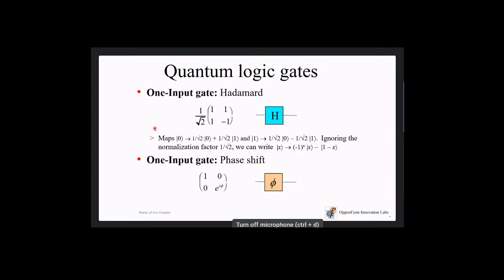I'll not go into the details of other gates, but they're very similar to the NOT gate example that we saw. It's essentially a multiplication of a 2 by 2 matrix with the coefficients of the qubit. That's all there is to it.